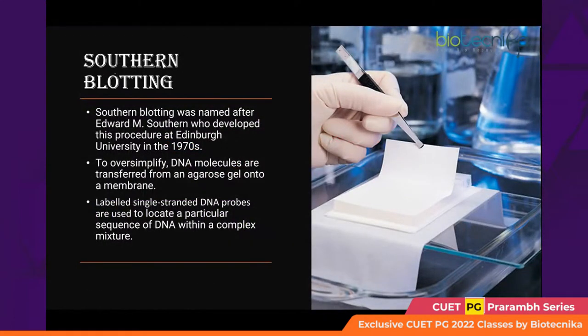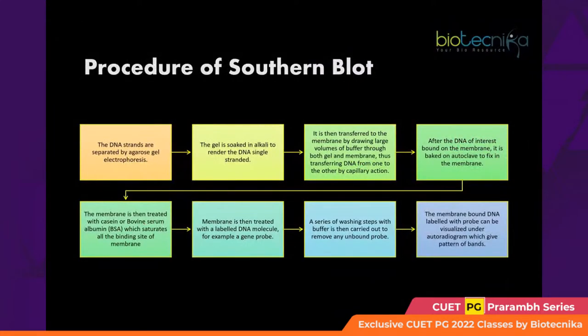So let's talk about Southern blot. It was developed by Edward Southern in the 1970s. To oversimplify, the DNA molecules are transferred from the agarose gel onto a membrane. Then labeled single-stranded DNA probes are used to locate a particular sequence of DNA within a complex mixture.